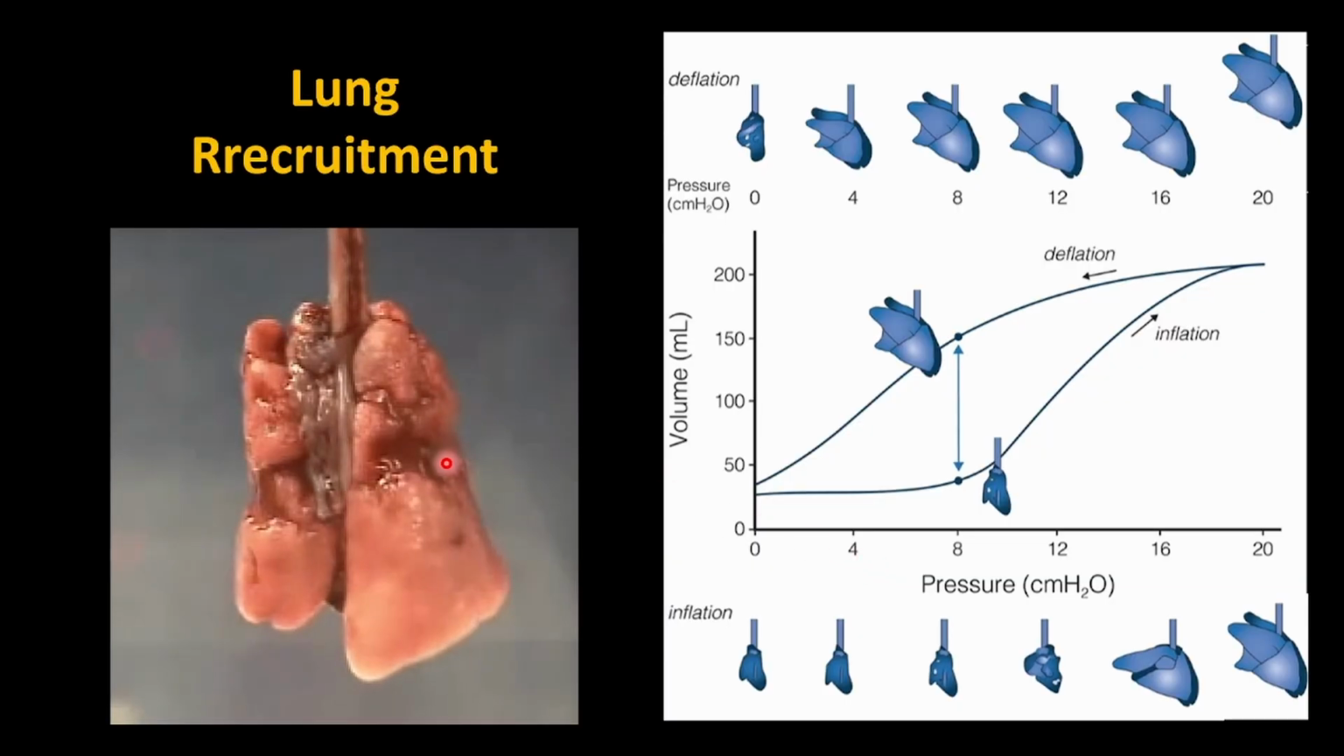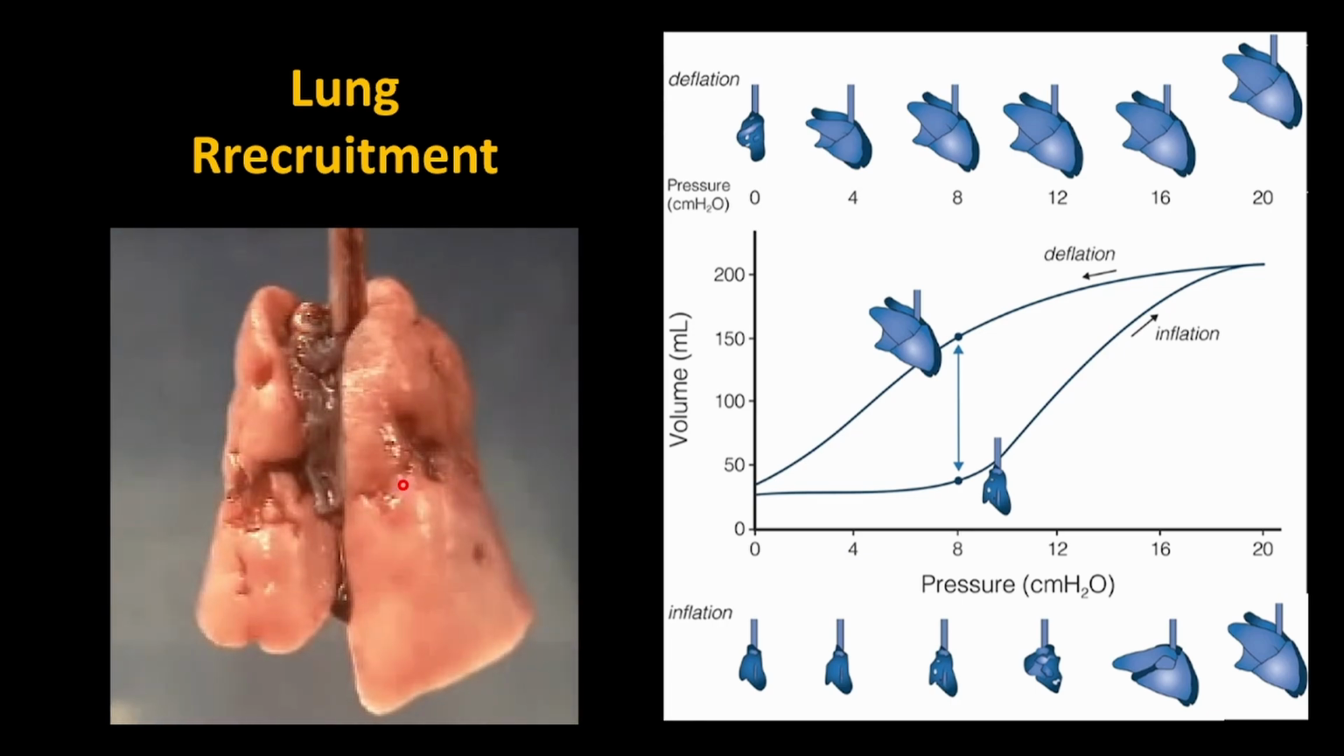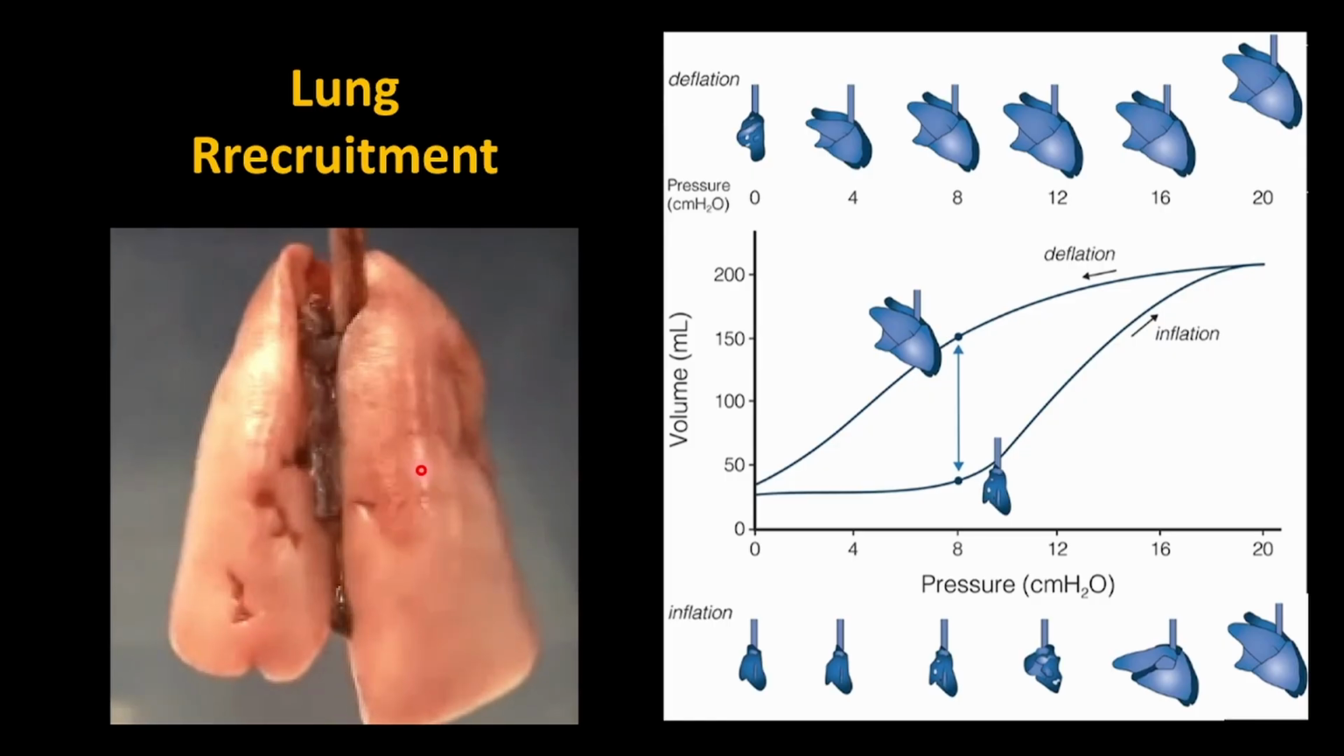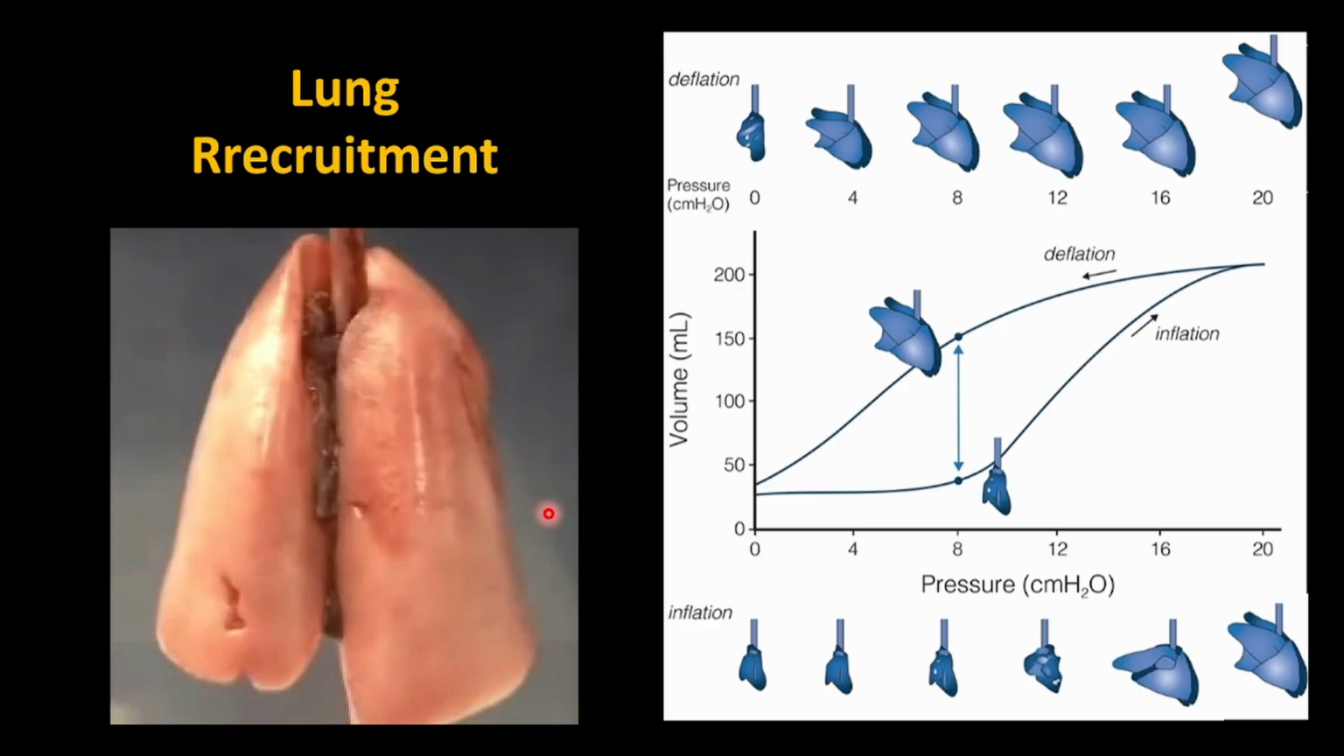So in lung recruitment, basically, we want to see the lung expand. Usually after giving general anesthesia, part of the lung, especially the posterior aspect, is going to collapse and become atelectatic. So before extubation, we would like to have the lung fully well expanded.